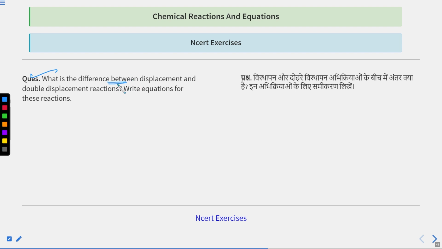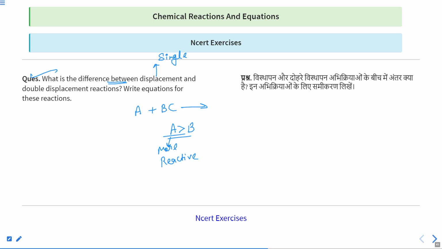What is the difference between displacement and double displacement reaction? A displacement reaction is also named a single displacement reaction. So the basic difference is that one is single displacement and the other is double displacement. How can we learn this? In a single displacement reaction, a more reactive element A displaces a less reactive element. Like in BC, B is the less reactive element, so A is more reactive and B is less reactive. If A is more reactive, then it is more powerful and it can displace B from its salt solution or compound, and you will get AC. You will get what?